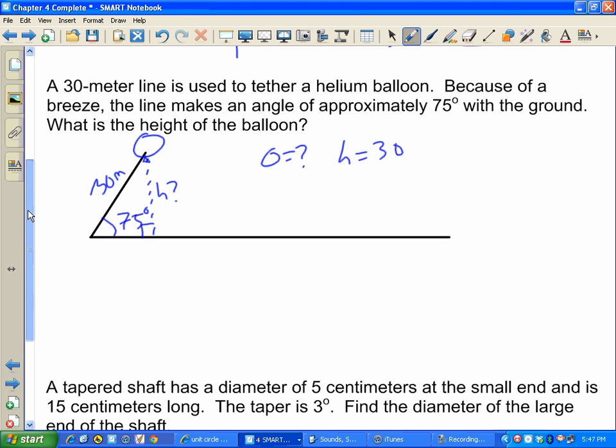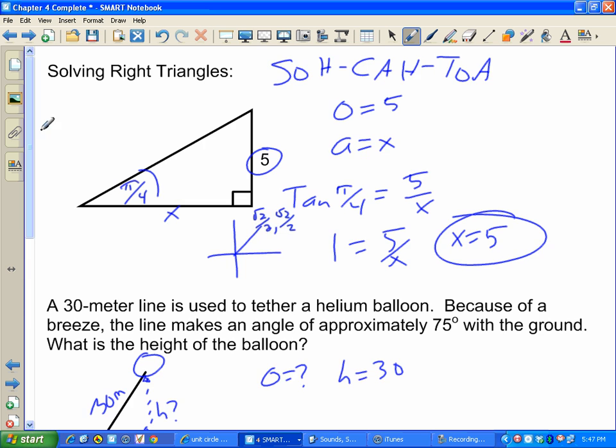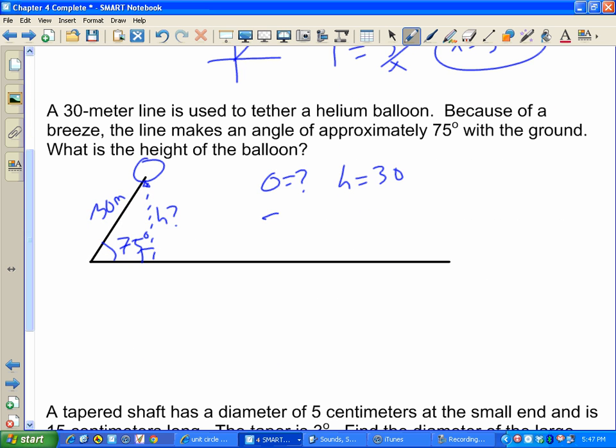So O and H, that's SO from SOHCAHTOA. So I'm going to use the sine. I'm going to take the sine of 75 degrees, and that should equal the opposite, which I don't know, divided by the hypotenuse, which is 30. So we're going to solve this just like anything else. We're going to get x alone by multiplying both sides by 30. So x equals 30 times the sine of 75.